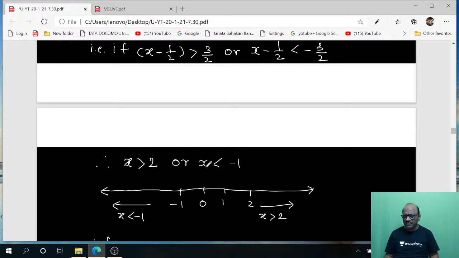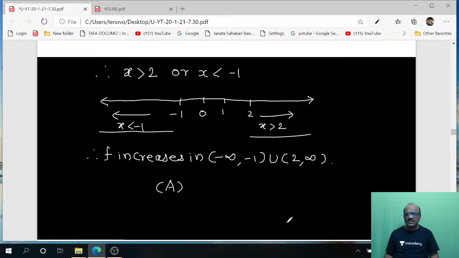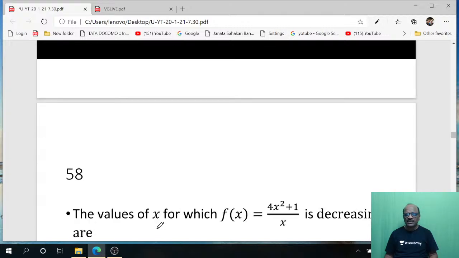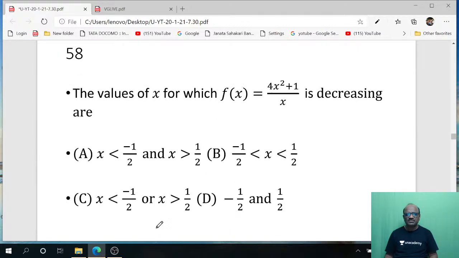And suppose that if x is less than minus 1, then this will be the range, and if x is greater than 2, then this will be the range. And hence f increases from minus infinity to minus 1, union with 2 to infinity, and hence option A is the correct one. Now we'll take the next question.